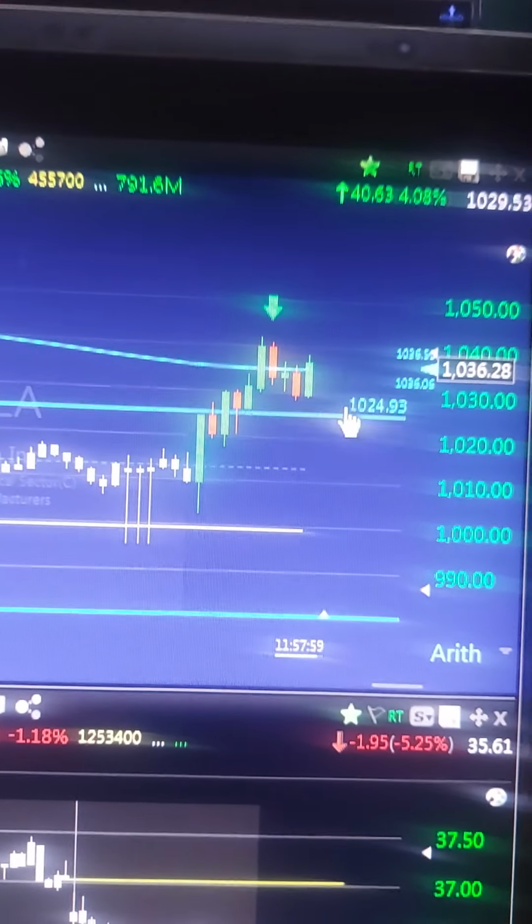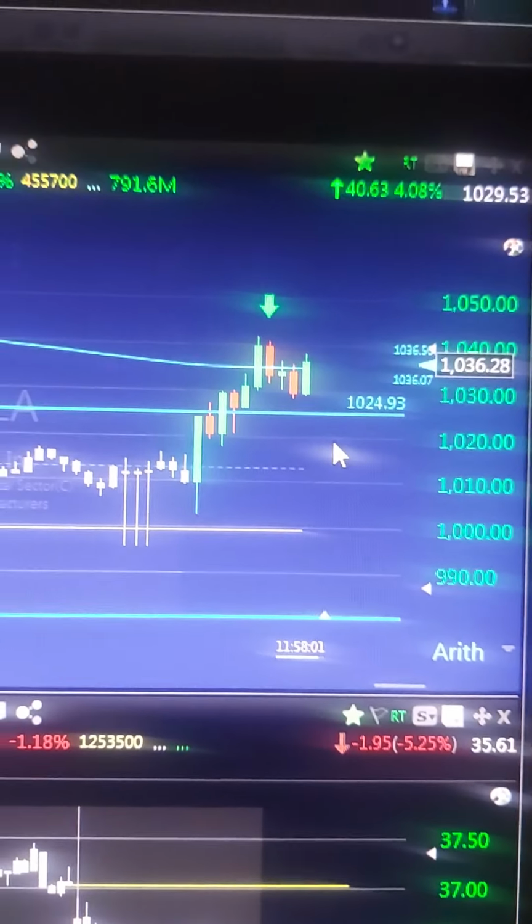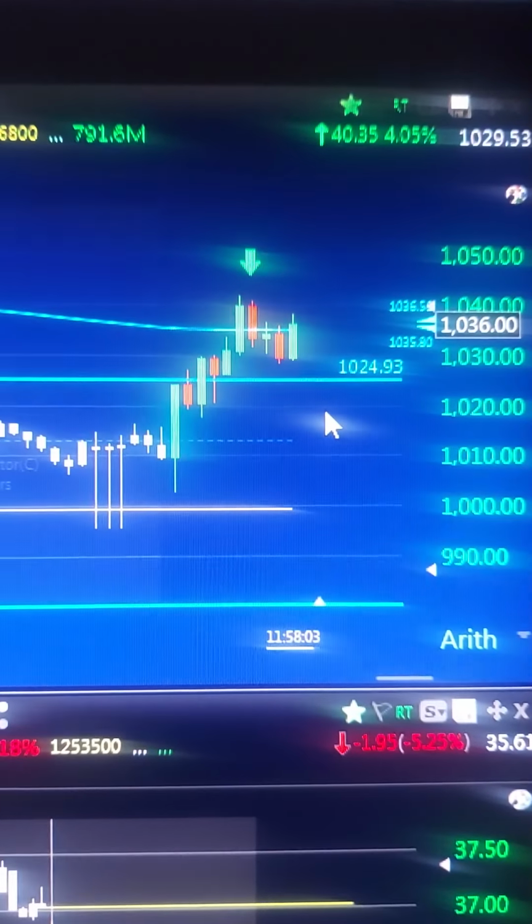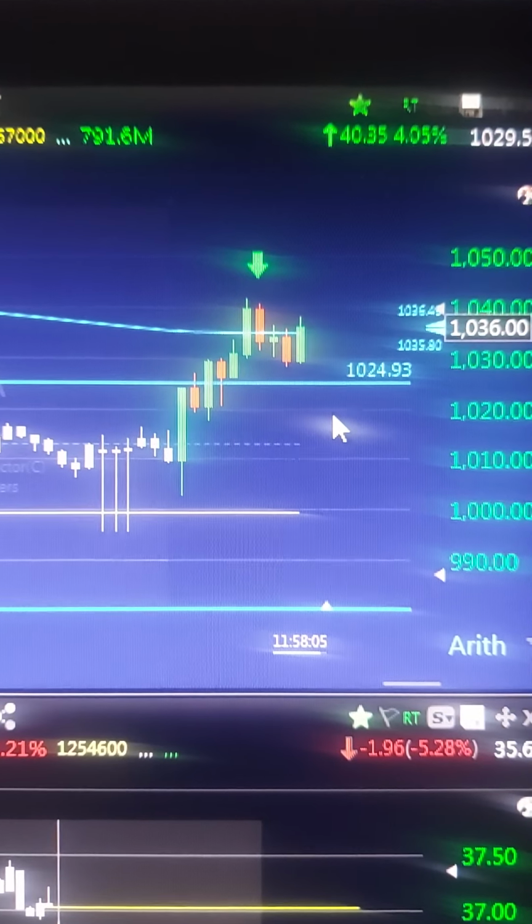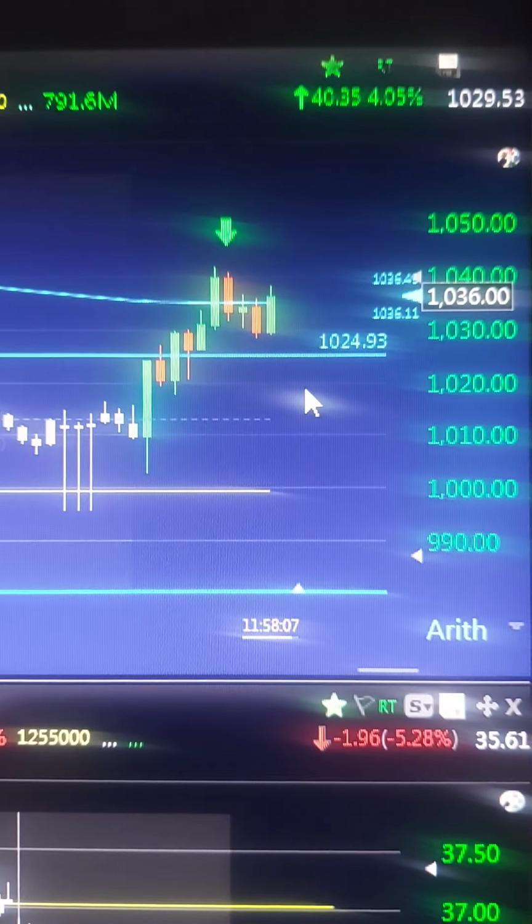And then the question is, how much of a pullback are we going to get? So I'll check back later, but I just wanted to point all that out in terms of going short or buying puts on Tesla this morning.